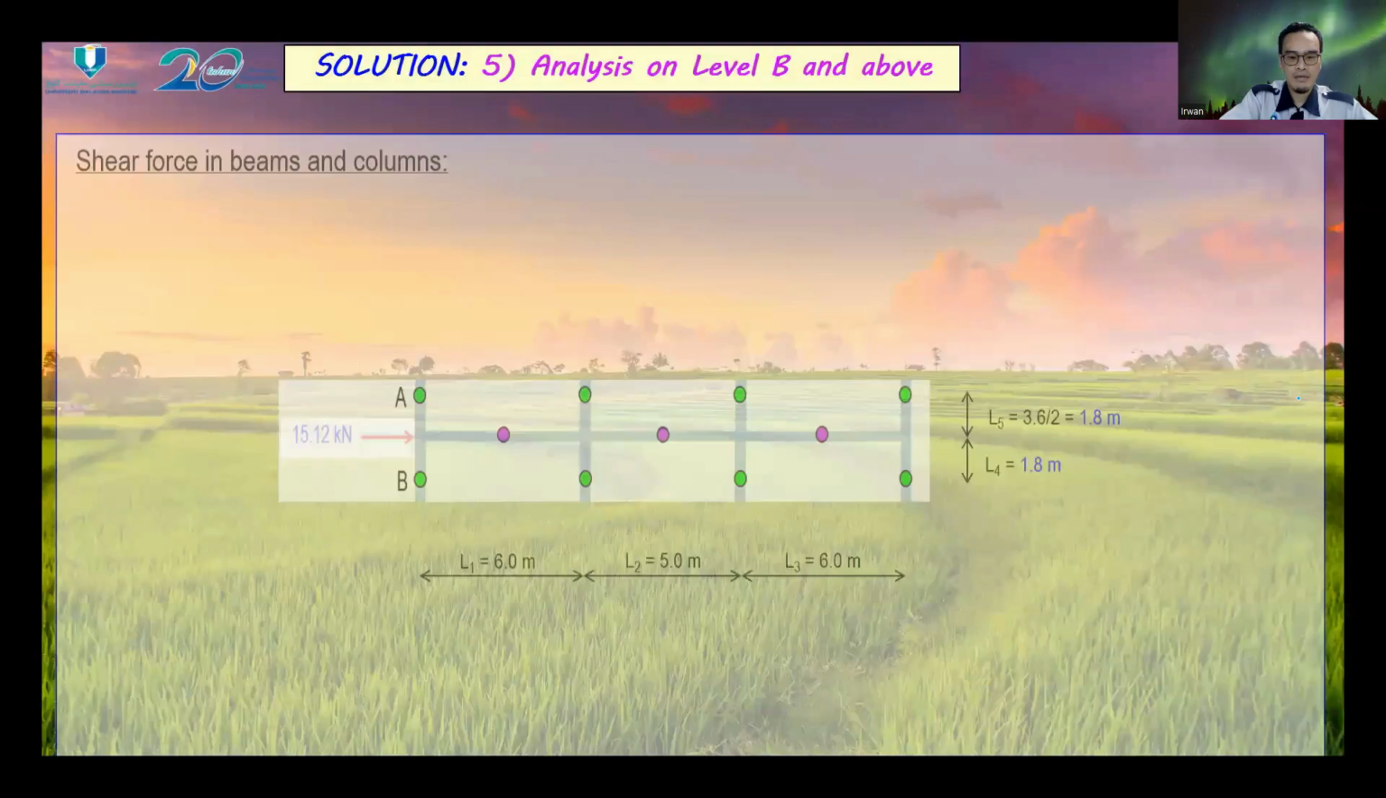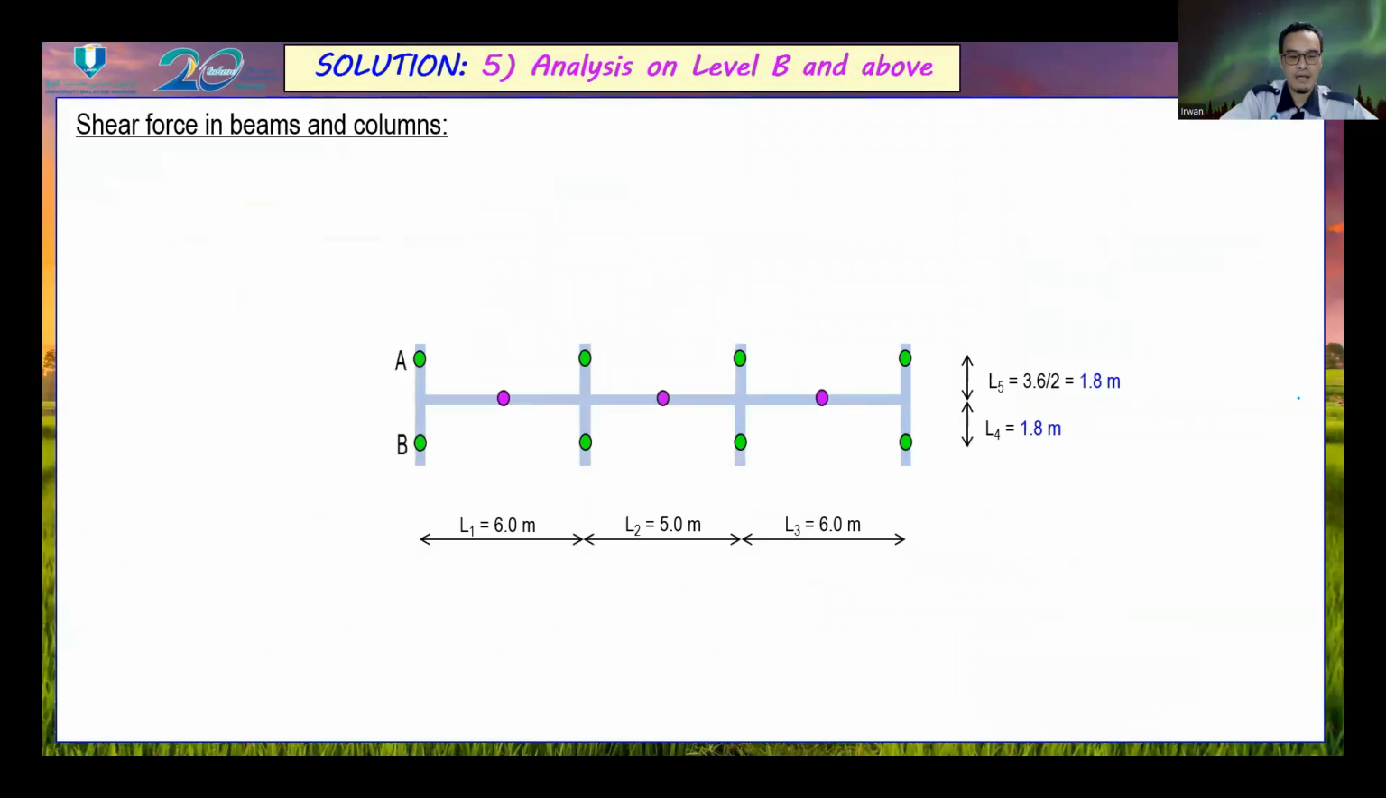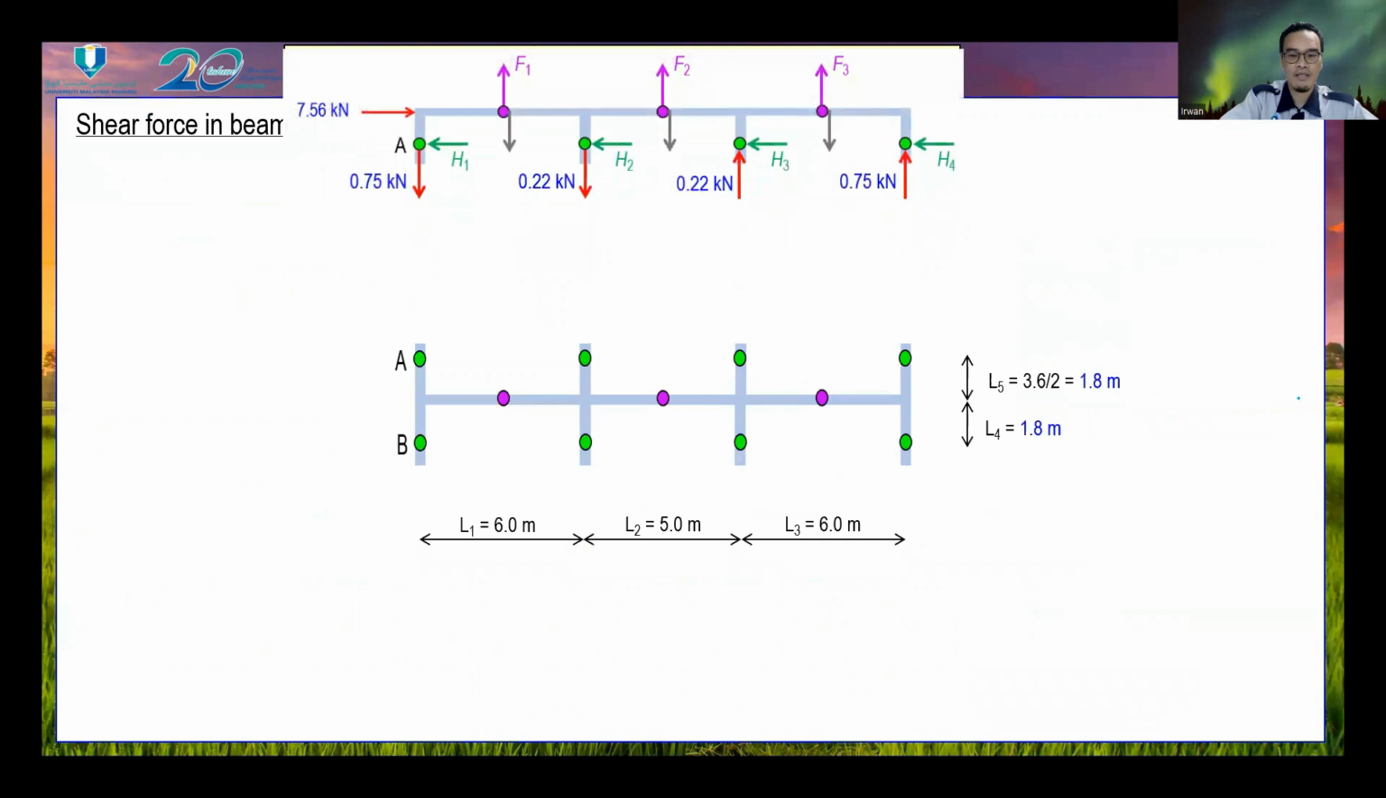Next, we complete the diagram for analysis. This is from the previous analysis, which is from step number 4. So we have to match with the lower level, which is level B and above. This is level number 3.